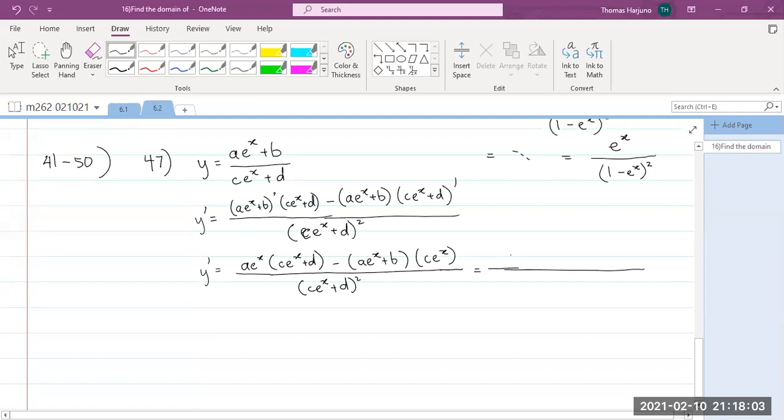Fast forward. I skip one step. So this will be a d e to the x minus d c e to the x over c e to the x plus d squared. I think I can factor that a little bit. You don't have to, but it would be nice.